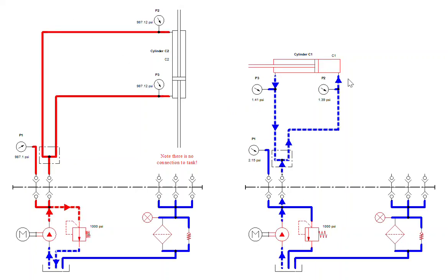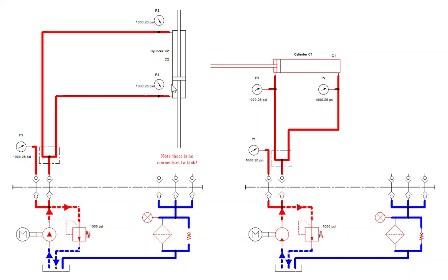And look, C1 totally extends. C2 didn't move. This pressure, the oil has nowhere to go, so it just all goes through the relief valve at 1000 psi, and this is all static fluid. Pascal's law says the pressure is the same everywhere through this system. You can see that it is.